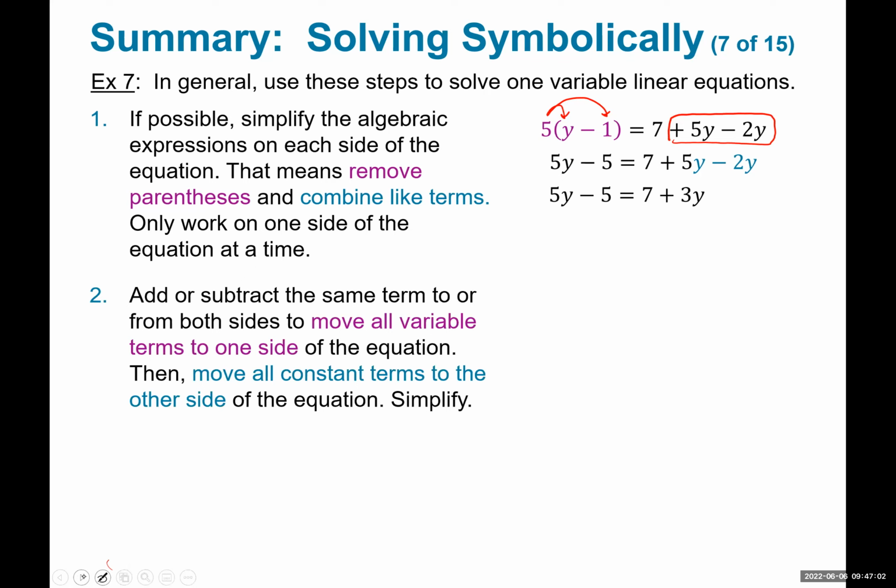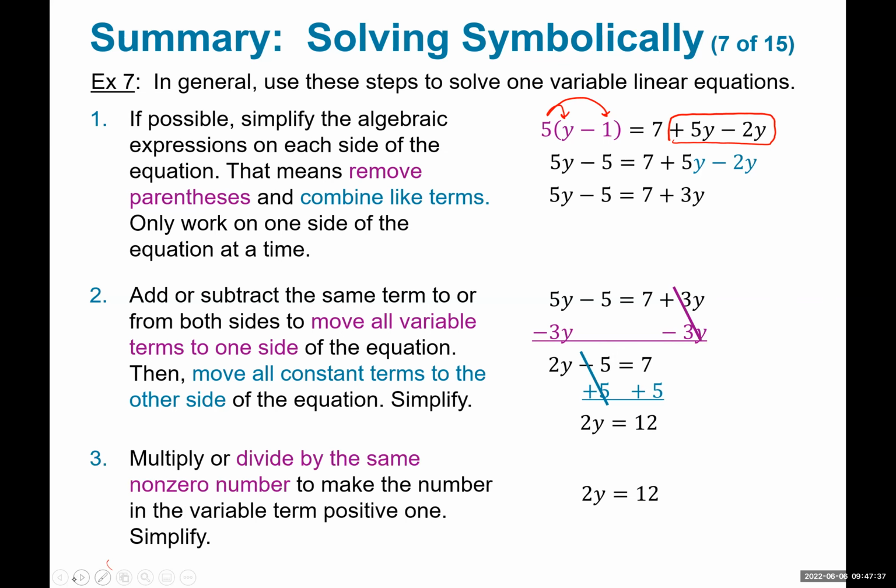Add or subtract the same terms from both sides to move all the variables to one side. Notice that I like to move the smaller amount so that we don't have to deal with negatives. So I would move the 3y. And we end up with 2y minus 5 equals 7. Simplify it. So then we move the 5 to the other side. And you have 2y equals 12.